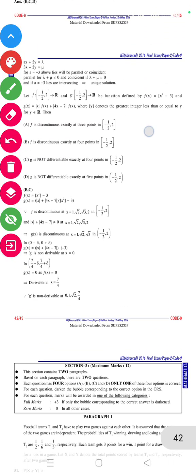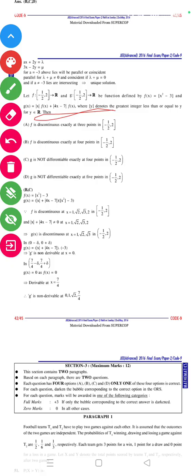अगला क्वेश्चन है कि let f: R → R and g: R → R be functions defined by f(x) = x³ − 3 and g(x) = [x] f(x) + [4x − 7] f(x), where [y] denotes the greatest integer less than or equal to y for y ∈ R. Then f(x) = x³ − 3, g(x) = [x] + [4x − 7] (x² − 3).